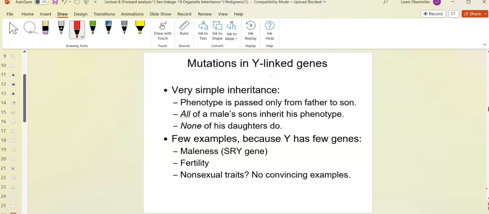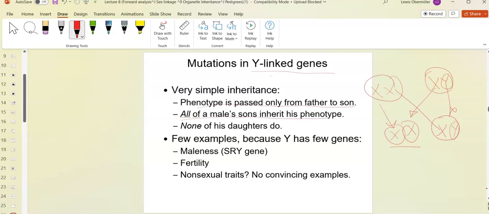There are some Y-linked mutations as well. It's a very simple pattern of inheritance. If you're a male, you're XY. Moms can only pass on an X, so if you pass on an X, that's a daughter. If you pass on a Y, that's a son. So the phenotype is passed only from father to son. Whatever is on this chromosome is going to be given to their son. There's no other way that the inheritance occurs here.